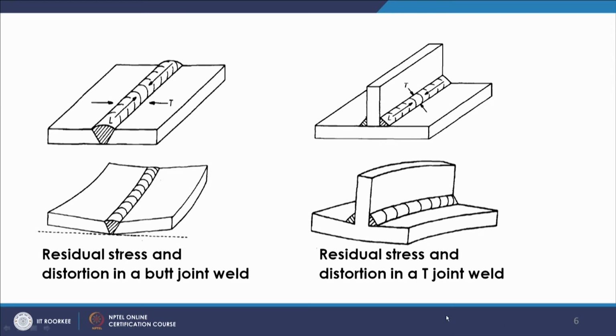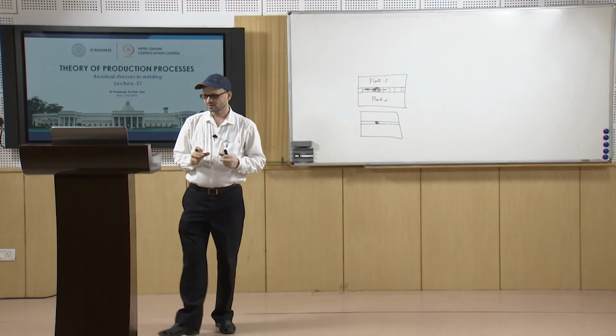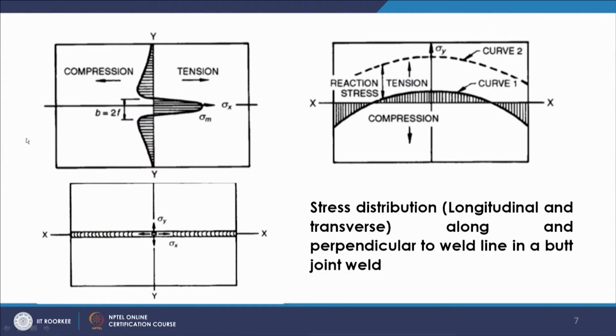Similarly, if you look at a T joint weld, here also you have the formation of the longitudinal stress as well as the transverse stress, and because of that you can see how its shape is distorted. So, that leads to the distortion in a T joint weld. This is because of the formation of these residual stresses. Now, what we discussed earlier is how these longitudinal and transverse stresses basically vary.